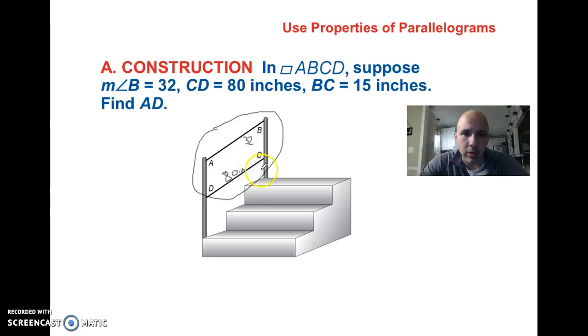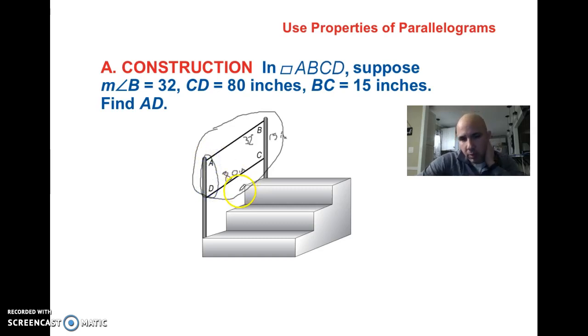All right, so that's your inches. This is going to be your 32 degrees. All right, and let's say side BC is going to be 15 inches. All right, let's see what they're asking for in this particular example. We want to find out what the segment AD is.